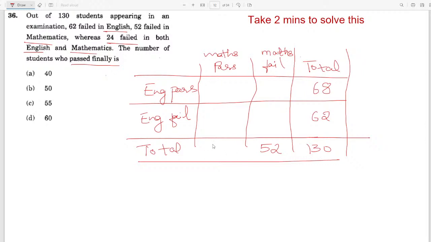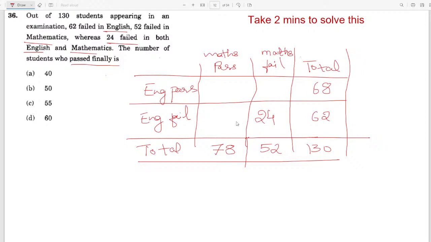That would be 78. So 78 students have passed in maths and 52 students have failed in maths. So totally there are 130 students. And now they are saying that 24 have failed in both English and maths. So English fail and maths fail is 24.